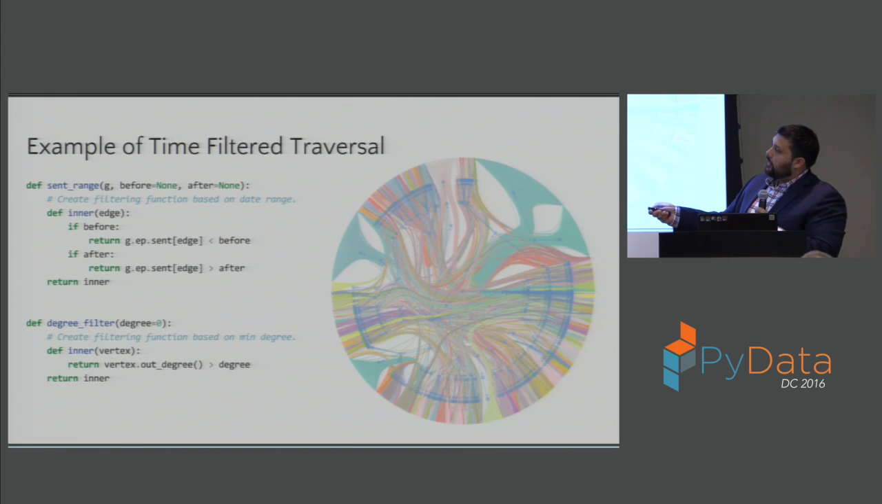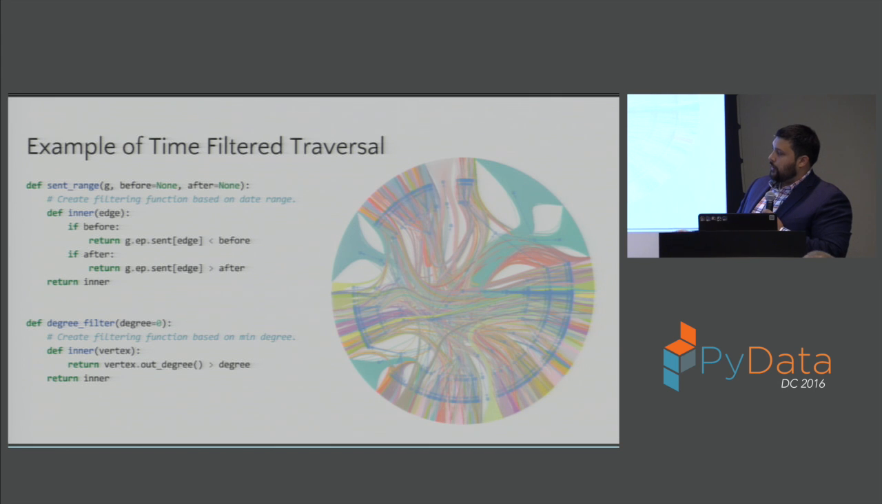So what I like to do is create these factory functions, so def sent_range, and you pass in the graph and a before timestamp or an after timestamp, and it returns a closure. The closure takes as input an edge, and then computes whether that edge belongs in this graph based on its sent timestamp. And so this function will be applied to every edge in the graph.